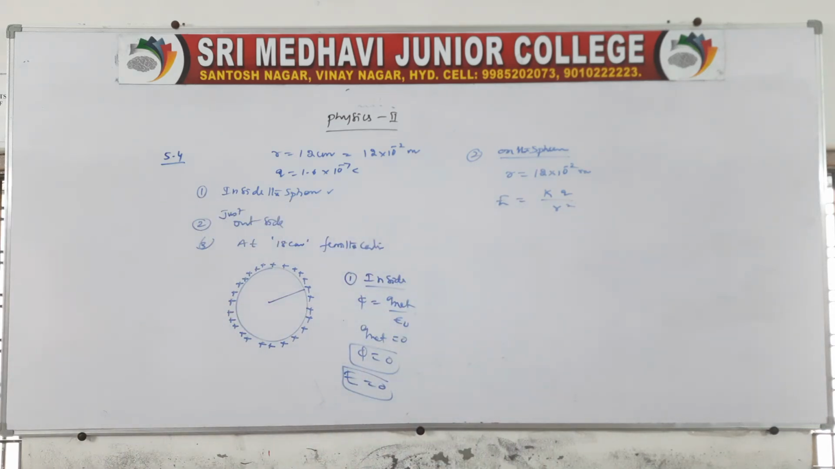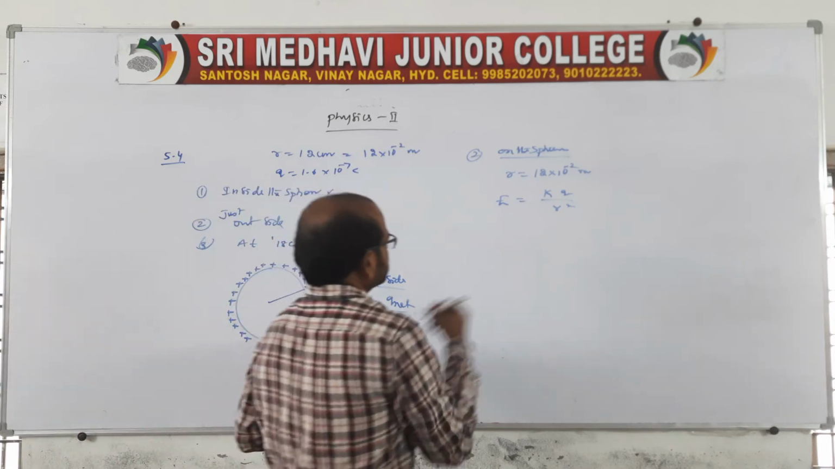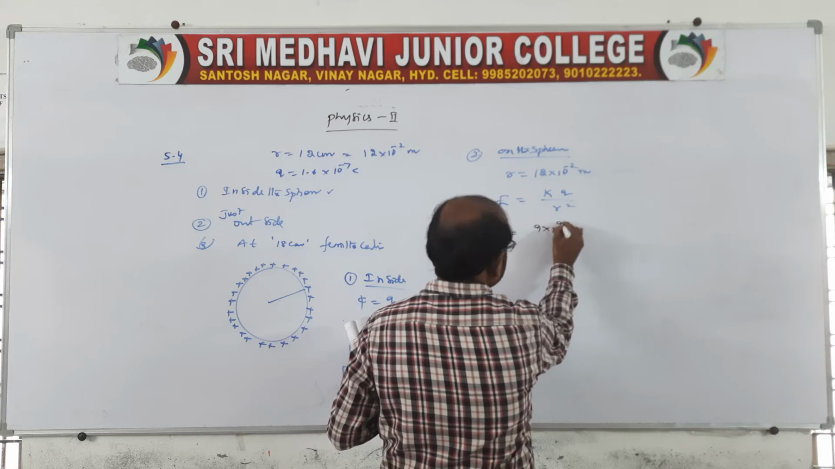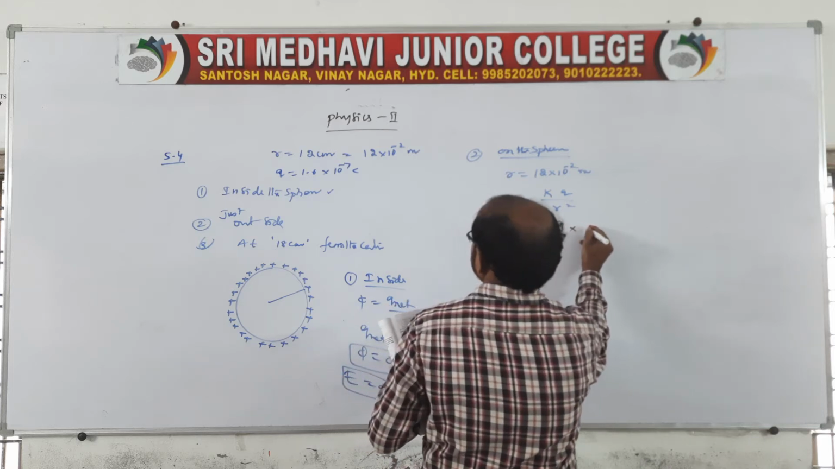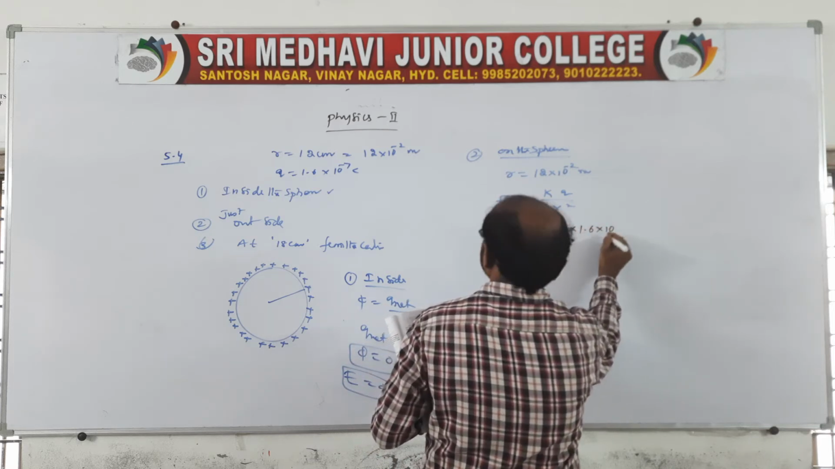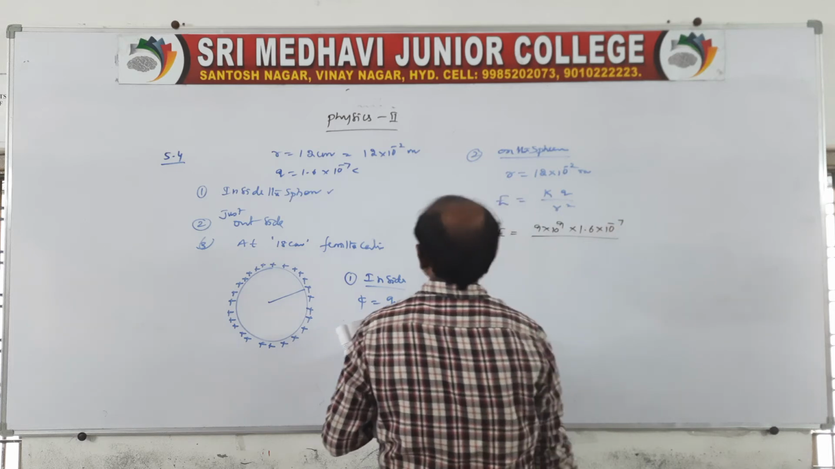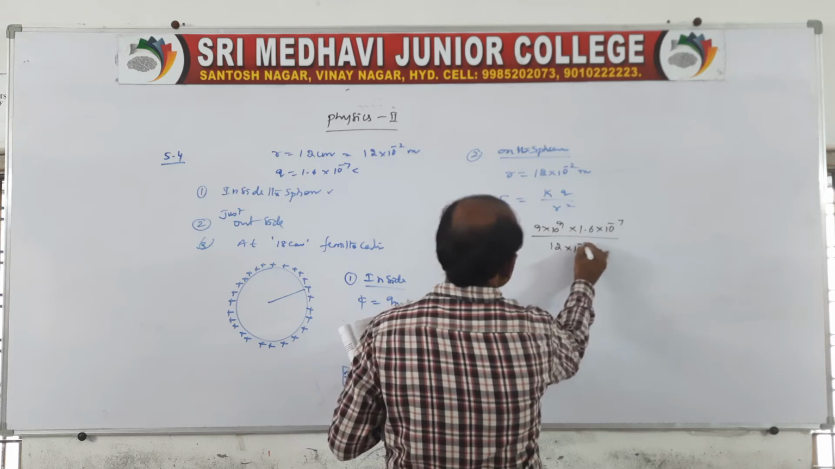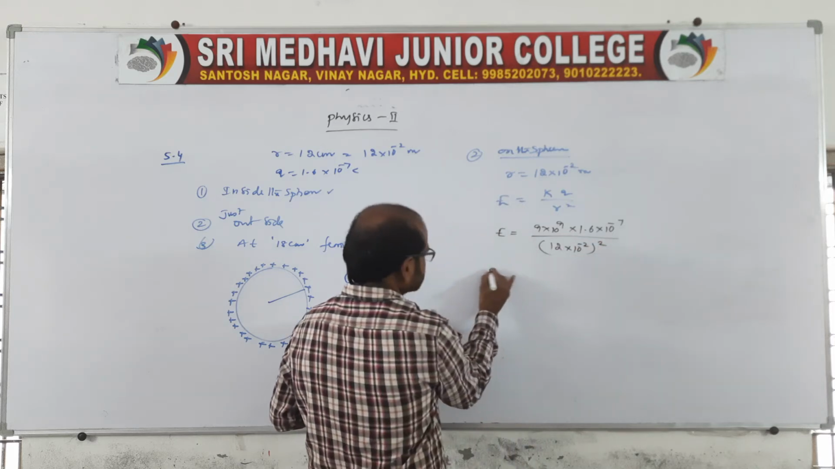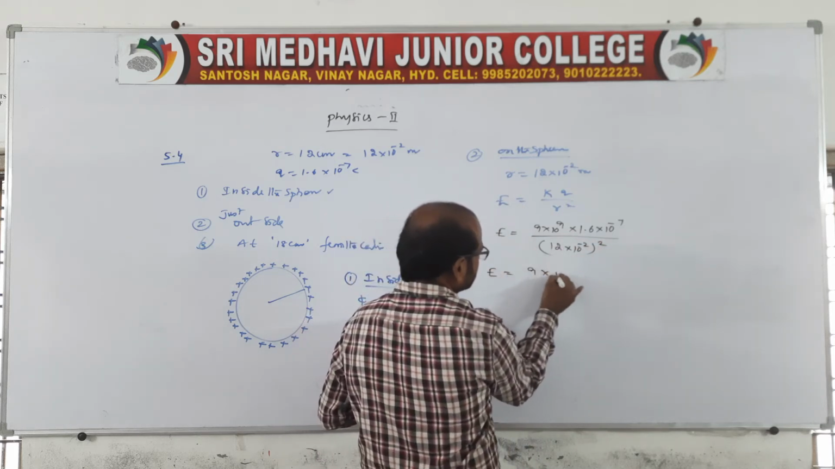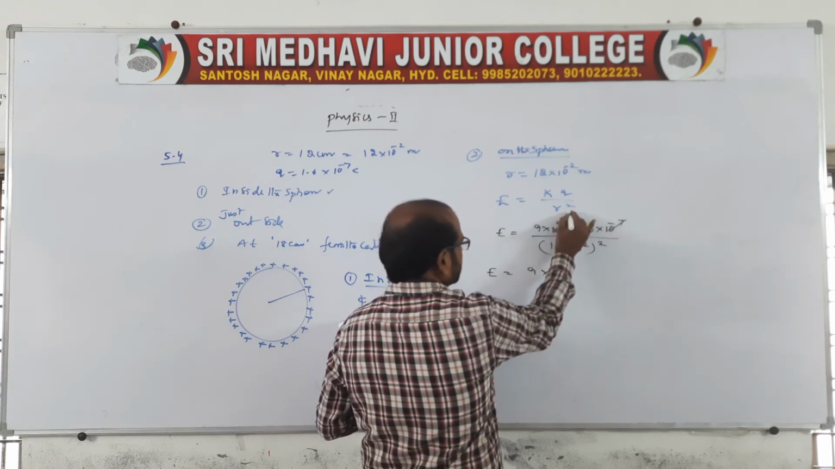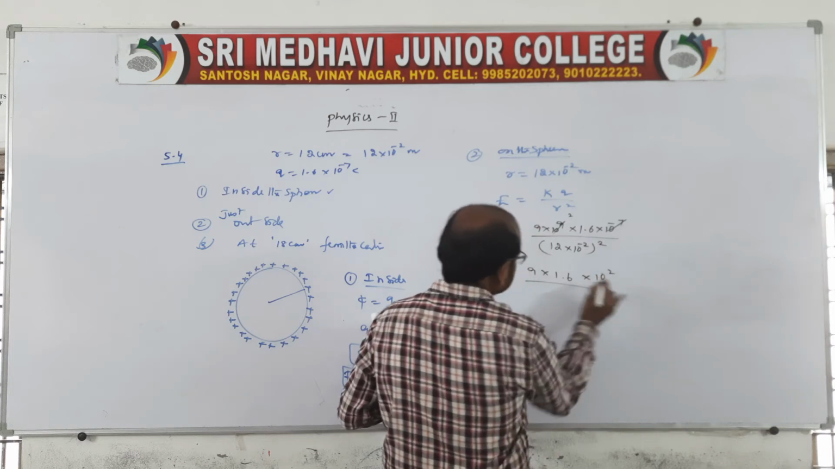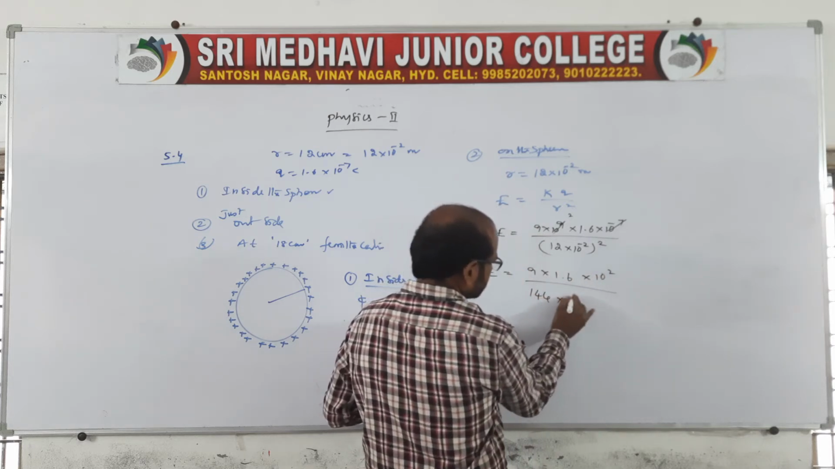There is E equals K Q by R square given. So here E is equal to, K value we know, that is 9 into 10 power 9. Q value is given as 1.6 into 10 power minus 7, by R, which is given as 12 into 10 power minus 2 whole square. So E is equal to 9 into 10 power 9, again you cancel this, what is left over is 10 power 2, 1.6 into 10 power 2 by 144 into 10 power minus 4.